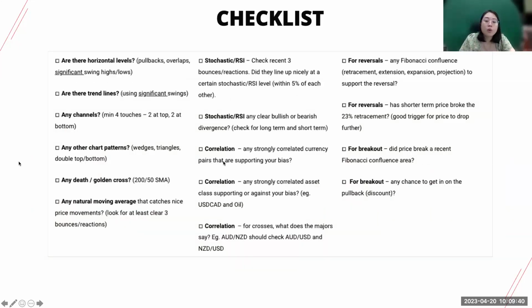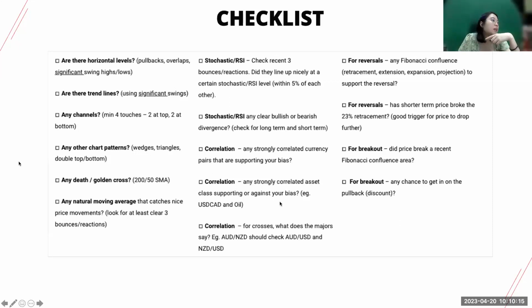With correlation, how you use it is to find any strongly correlated pair. So for example, if you are charting oil, usually the correlated pair will be USD/CAD, okay, or any Canadian dollar pair. Why? Because Canada is such a big supplier of oil on the planet. So if oil prices go up, usually the Canadian dollar will go up as well.